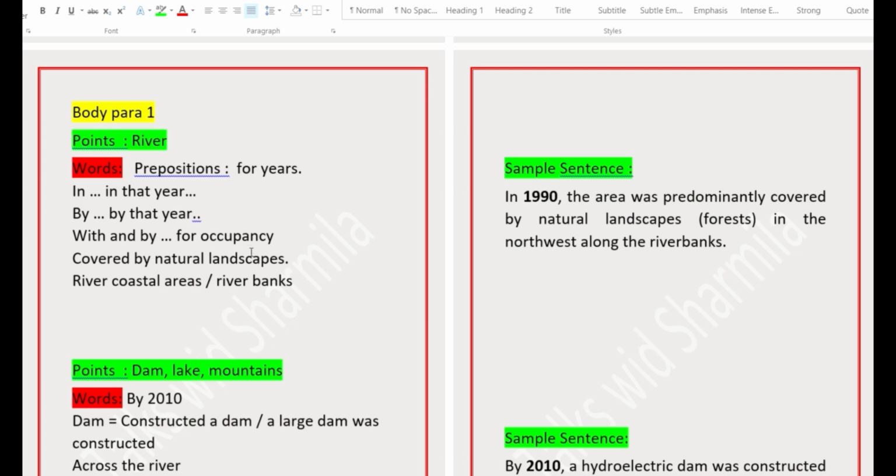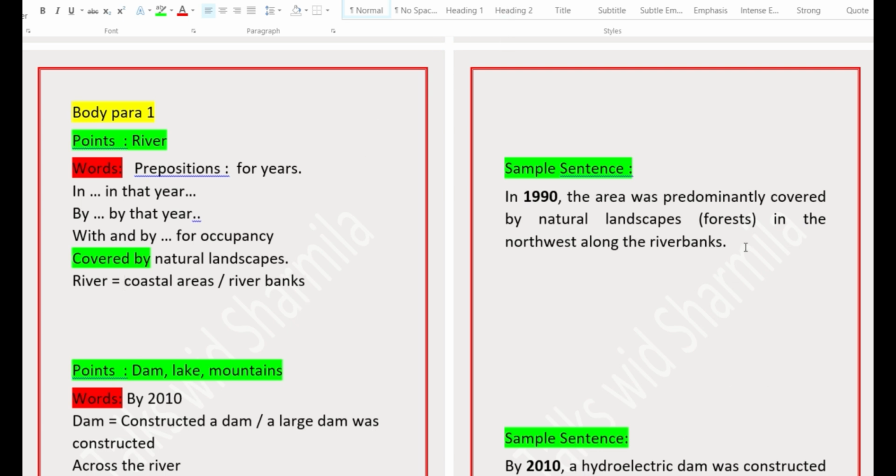These are used for occupancy. Covered by natural landscapes. This is how we are trying to use the word by. So it is covered by natural resources. Instead of using the river area, we will say river coastal areas or river banks. We will use the word coastal areas or river banks.